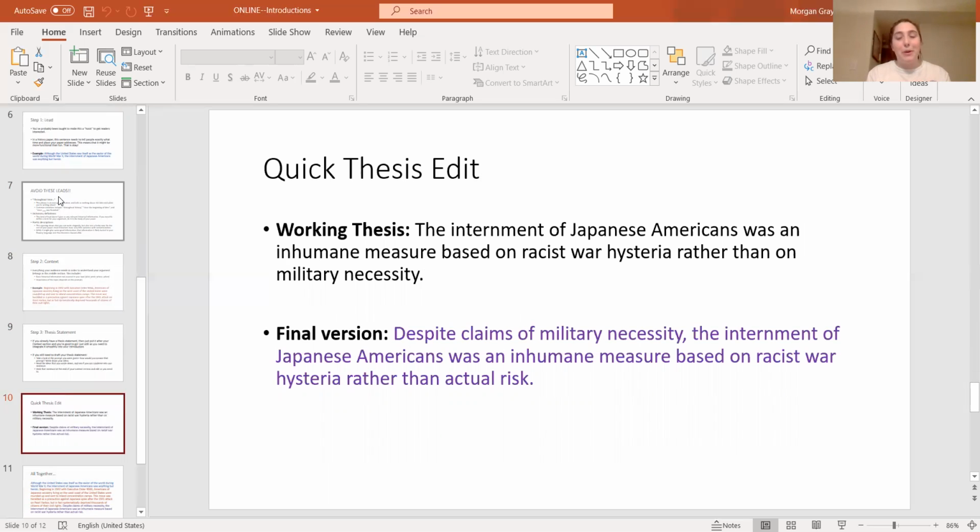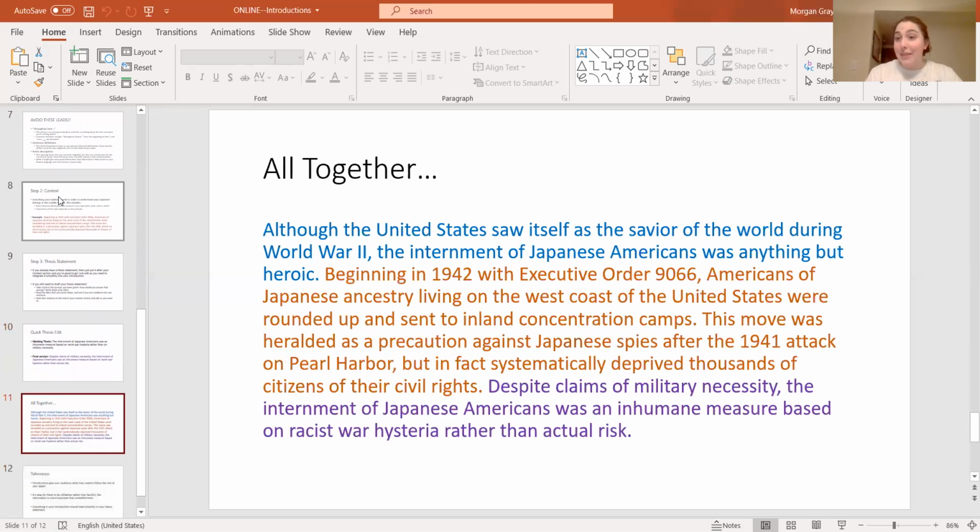Here's my quick thesis edit. There's my original. We've been working with this the whole time. My final version: despite claims of military necessity, the internment of Japanese Americans was an inhumane measure based on racist war hysteria rather than actual risk. So if we put it all together, I am going to read this one. Although the United States saw itself as the savior of the world during World War II, the internment of Japanese Americans is anything but heroic.